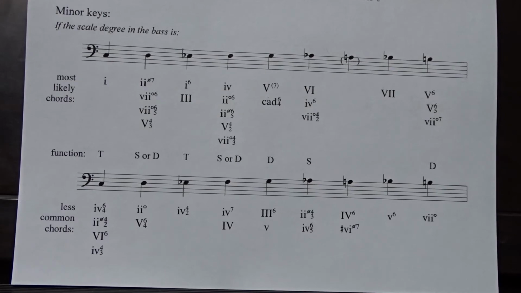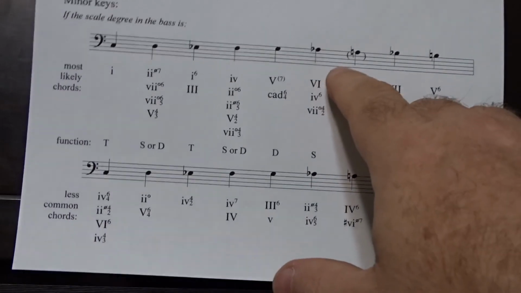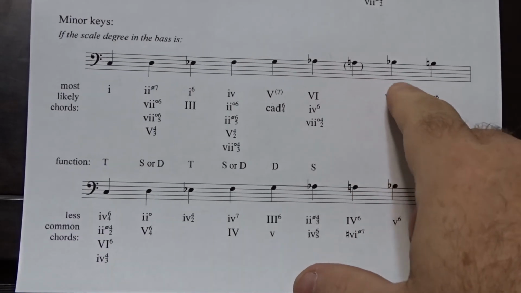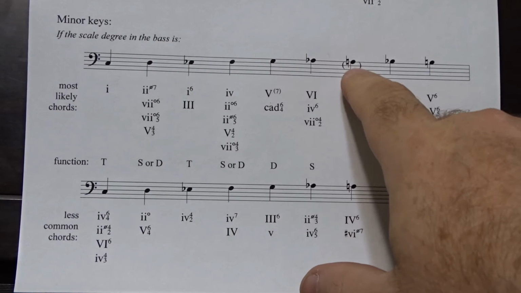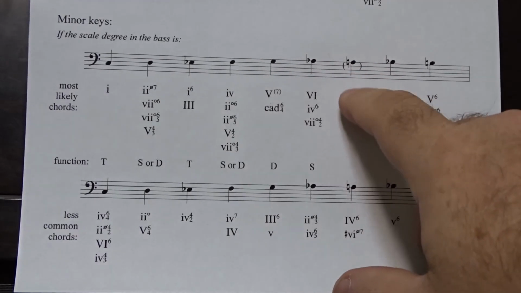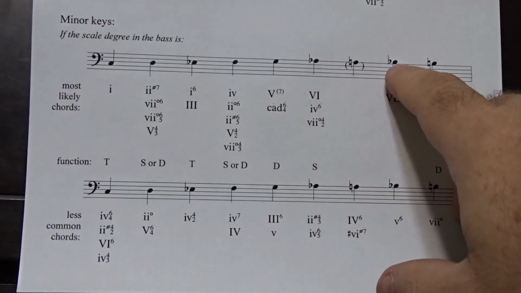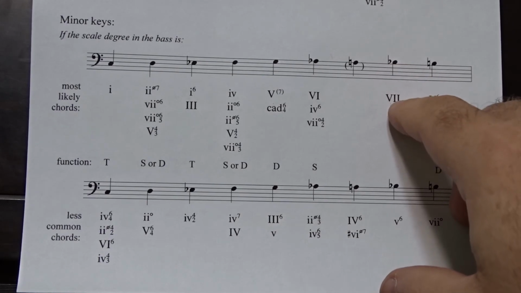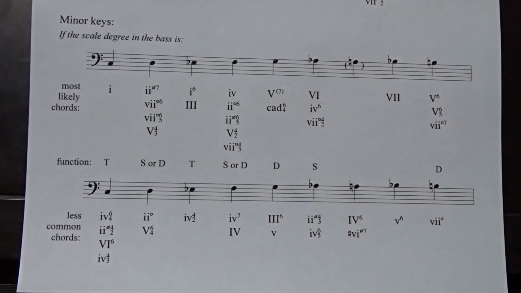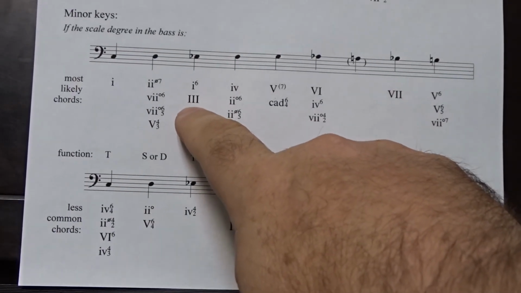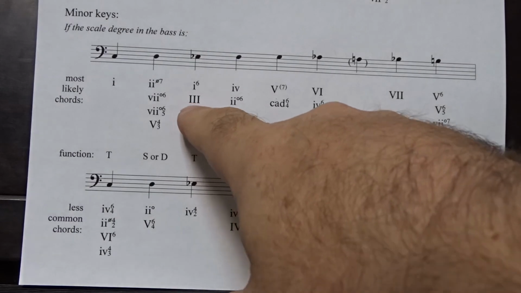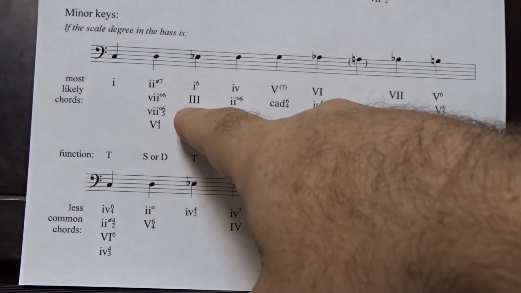Okay, on scale degree 6, now you do have some additional scale degrees here because we can have the lowered 6 le or the raised 6 la. Not too common to build a chord on it though. It is possible to build a chord on the flat 7, especially in minor keys. And notice that the 3 is now listed as a common chord. It's much more likely to happen in a piece in minor than a piece in major.